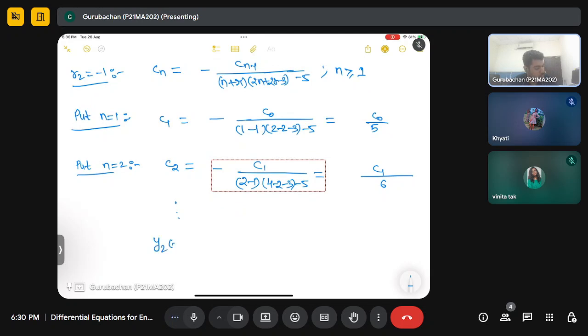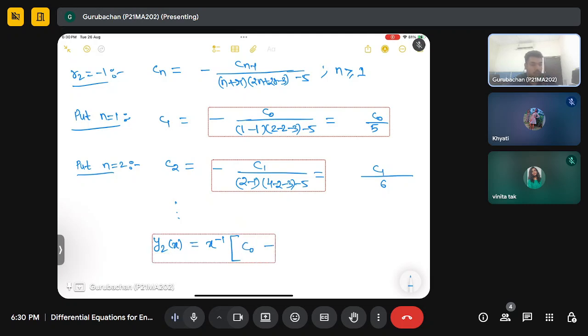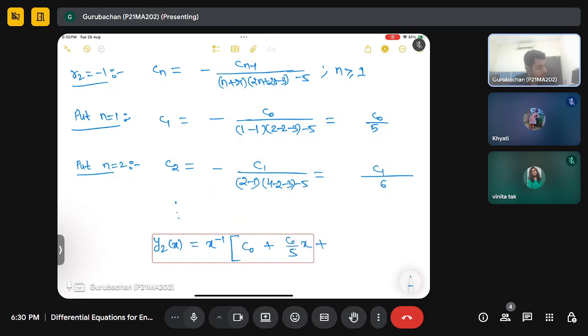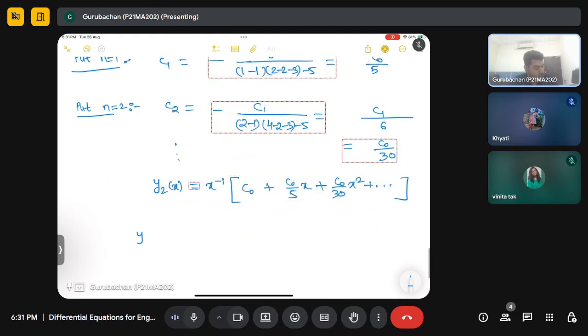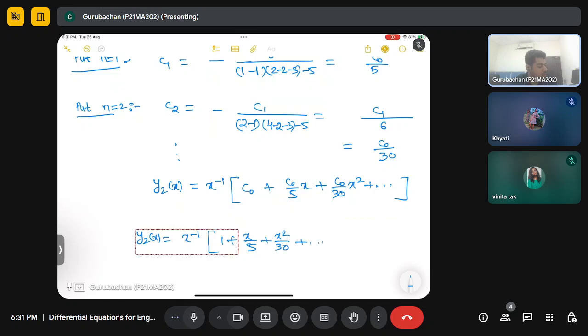So y2(x) will be x to the power minus 1, that is R2, C0 minus C1, which is C0 by 5. So it will be plus C0 by 5 x plus, since it is C1 by 6, and what is C1? C0 by 5. So it will be C0 by 30 x square and so on. Again, if you write it by assuming C0 to be 1, your power series is 1 plus x by 5, x square by 30, and so on.